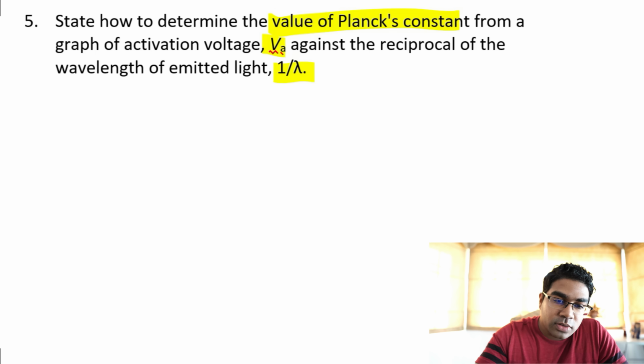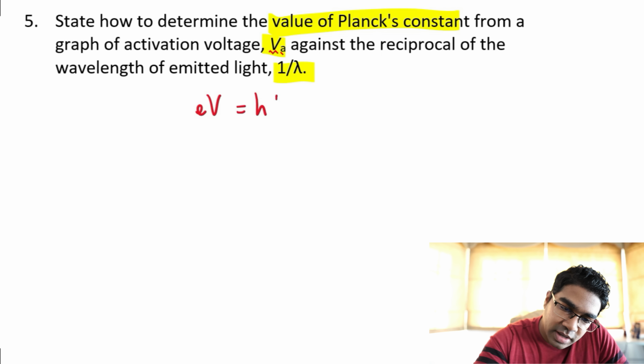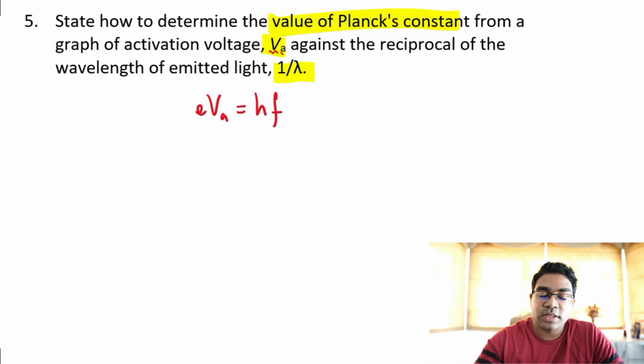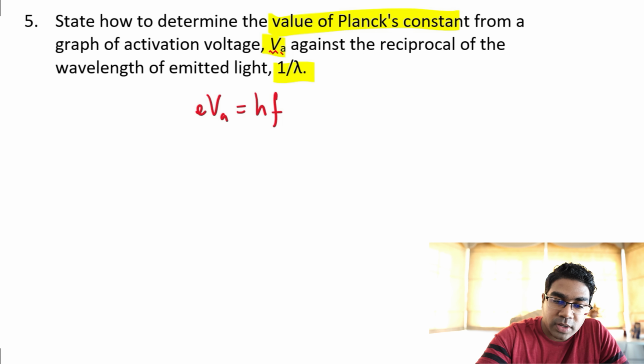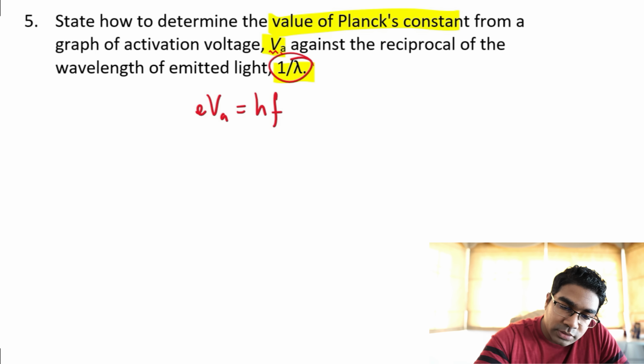So in this case, we go back to the same equation first, that is EV equals to HF. This is the activation voltage. Now in this case, we are plotting against 1 over lambda, and so we need to convert F, so EVA will be equals to HC over lambda.